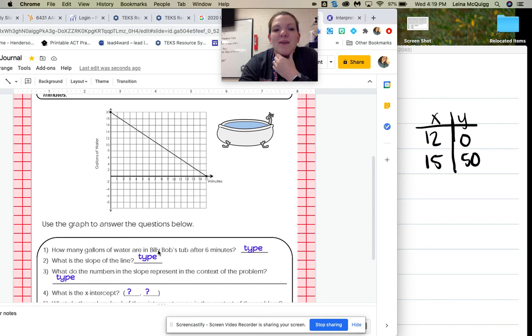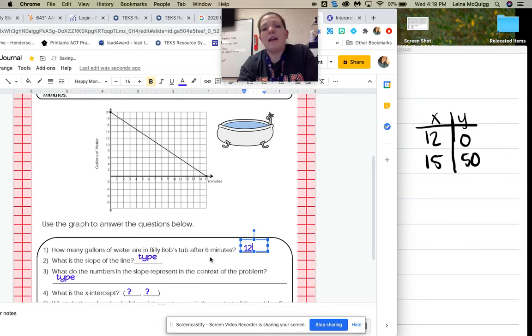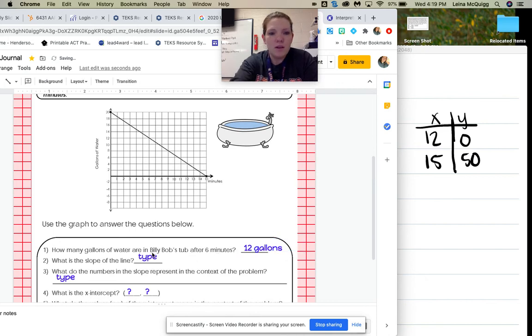Okay, so how many gallons of water are in Billy Bob's tub after 6 minutes? Well, X value is my minutes, so I'm going to go to 6 here and then go up, and I see there's 12 gallons. So after 6 minutes, there's still 12 gallons of water. And I'm going to say 12 gallons because we know it's gallons. We're going to use the units.